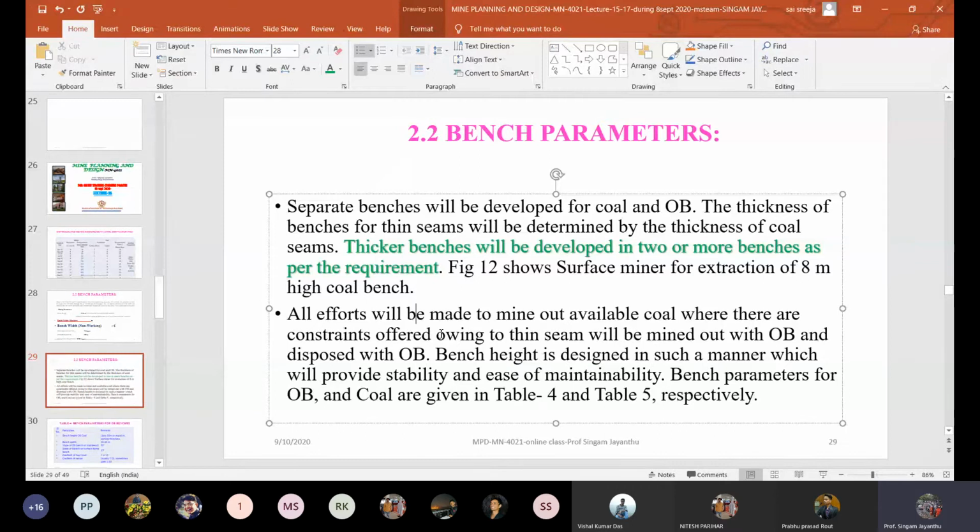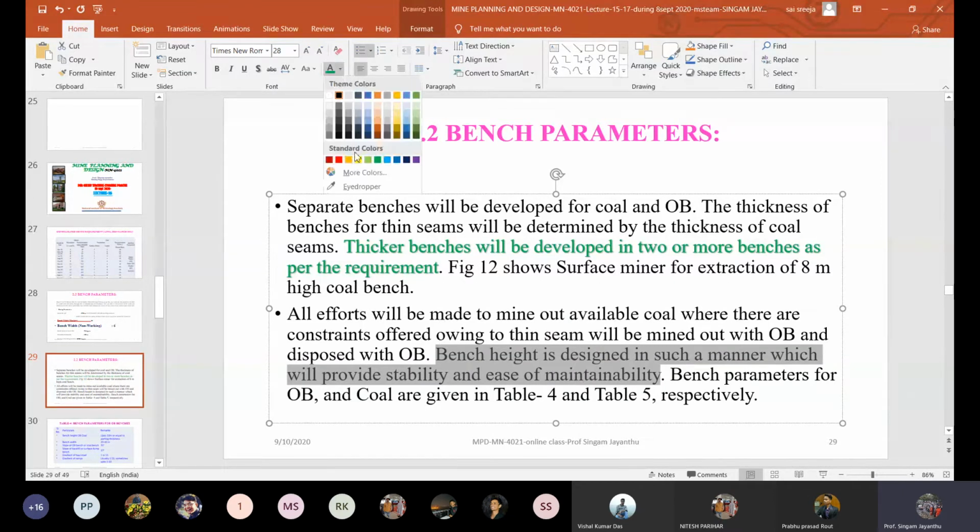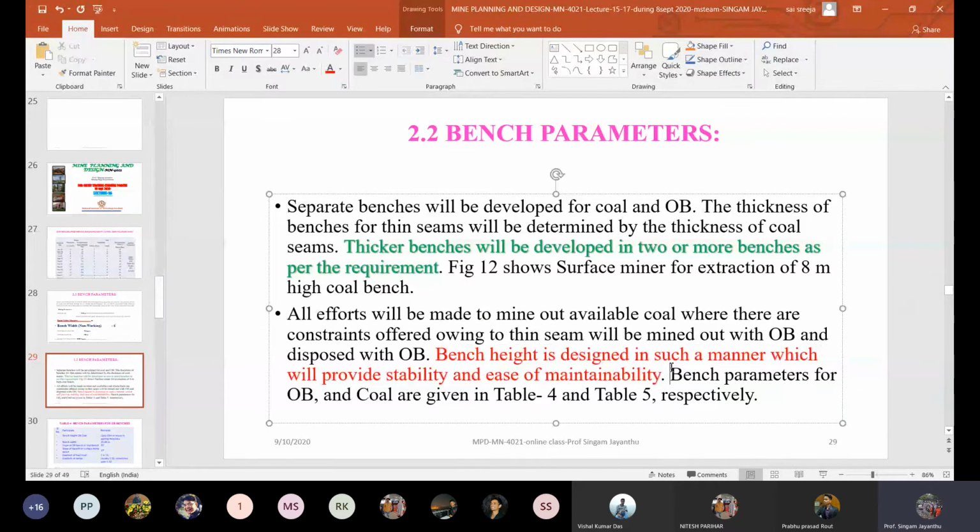And that is the way we can discuss more confidently about the planning issues and implementation issues. Not only planning, but how it is implemented, what problems were faced. As a planner, you should know, so that you can tell the next generation of planners better. Now, this bench height is designed in such a manner that it provides stability and ease of maintainability. That is also the issue. That stability issue we will discuss separately.